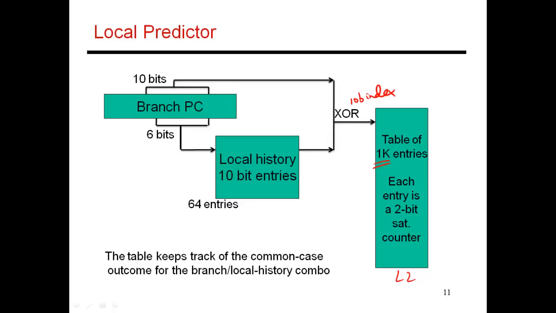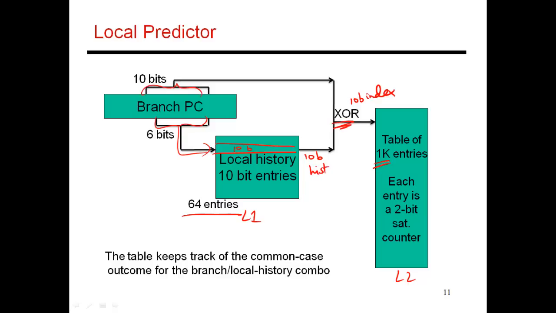The first thing I do is, for my level 1, I have 64 entries, so I pick out 6 bits of branch PC going in over here, and what I'm maintaining here is a 10-bit history for that particular branch. Out comes a 10-bit history. I then XOR it with 10 bits of branch PC.